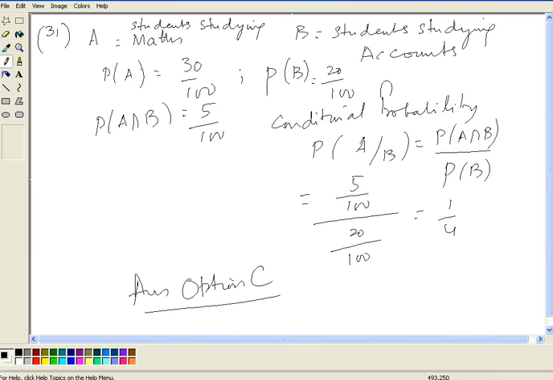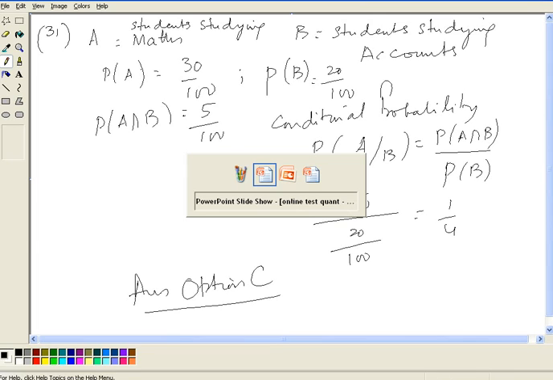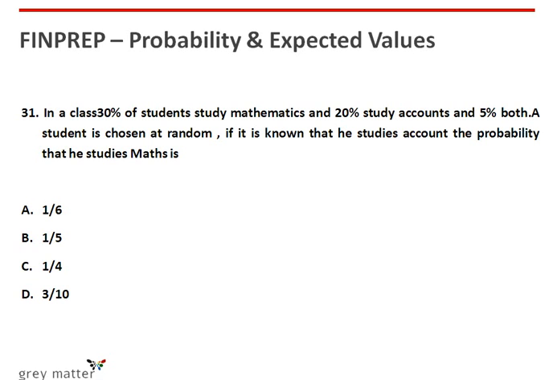We need to evaluate the probability of students studying maths, given that they study accounts. This is a conditional probability, evaluated as P of A intersection B divided by P of B, which is 5 by 100 by 20 by 100, which is 1 by 4. So the answer is option C. Going to our PowerPoint presentation, it is C option, which is 1 by 4.